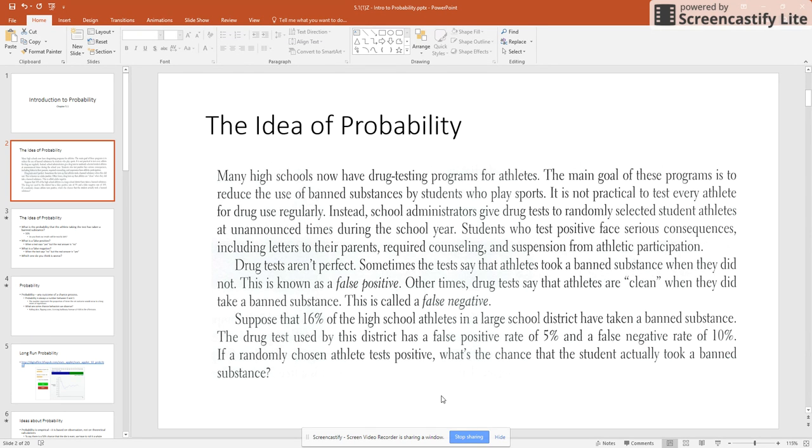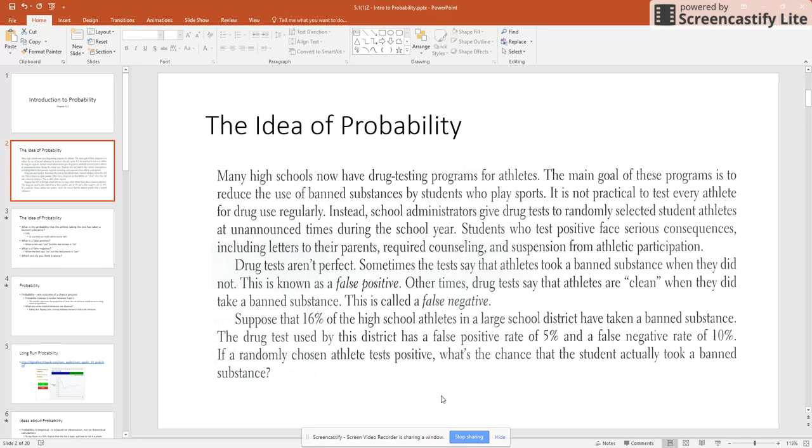Many high schools now have drug testing programs for athletes. The main goal is to check if they have drugs. If they're positive, they face serious consequences, including counseling, possibly suspension. Obviously, their parents are notified. Sometimes, however, the test will say that the athlete took a banned substance when they did not. And other times it will say that they are clean when they actually, again, are not.